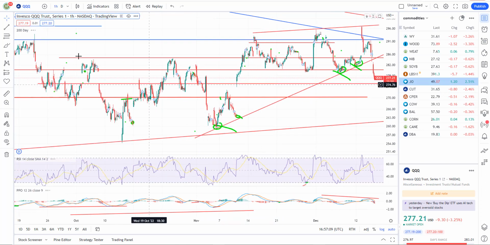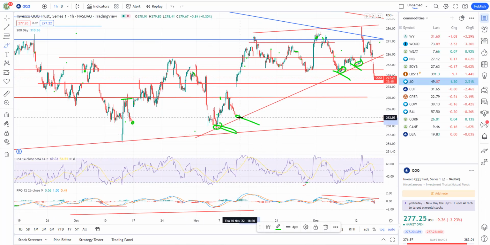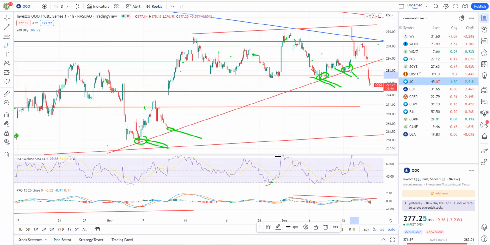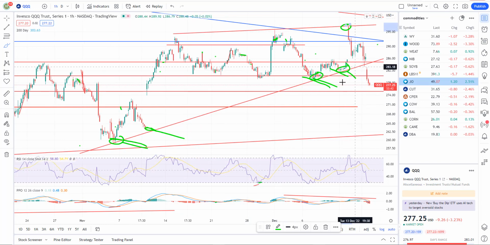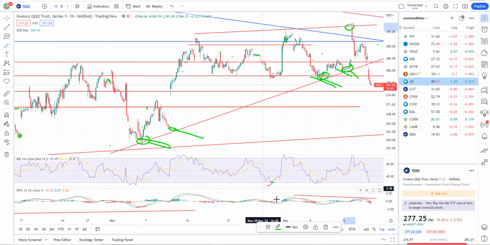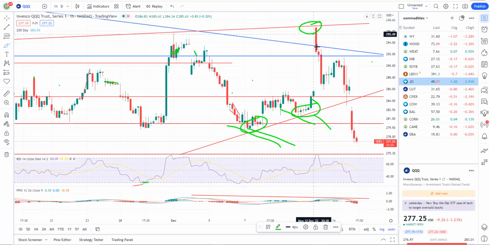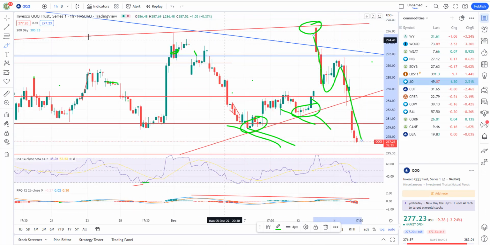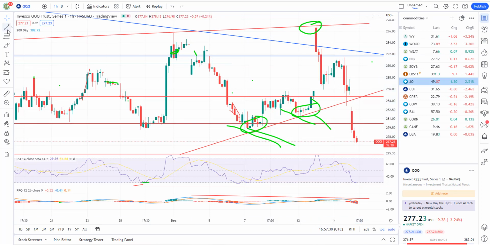All right, so there you go. You have support, support, support, support, negative divergence starting to show up. This was a divergent high, this little spike high, just barely. I've got it marked on the RSI, and here it is on the PPO. And sure enough, breaking down. Now that's a bear flag. We're probably, it looks like we're coming to the projected target of the bear flag, something like this maybe.